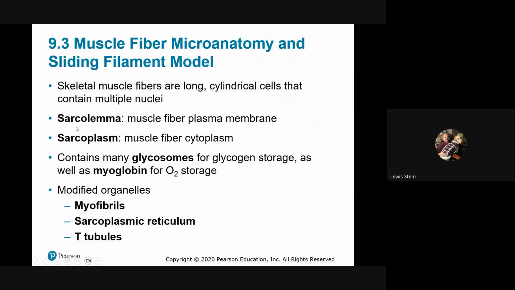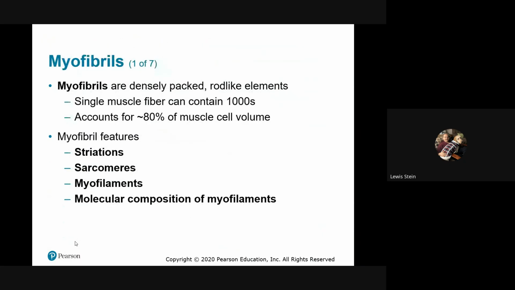And interestingly, the membrane produces these interesting ways of conveying the electrical signals deep into the interior of that muscle fiber, and they're called T tubules, where the T stands for transverse. I will go over all of these things innumerable times. But the point I'm trying to get across repetitively is how complex this is. So, densely packed rods: a single muscle fiber can have thousands, 80% of the muscle volume.